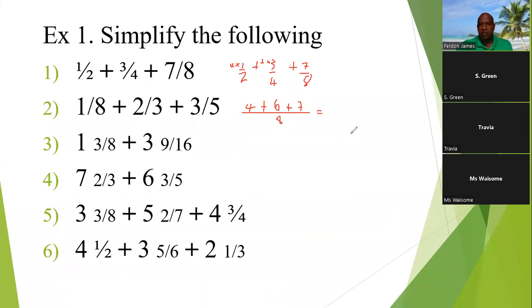Wait, that's not correct. Hold on. 7 is 14 and 3, 17. So 6 plus 4 equal to 10 plus 7, 17 over 8. So how am I getting 17 over 8? Right.